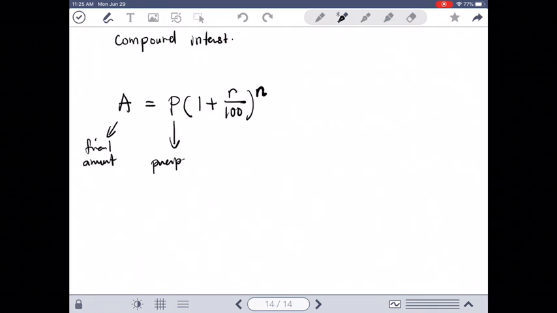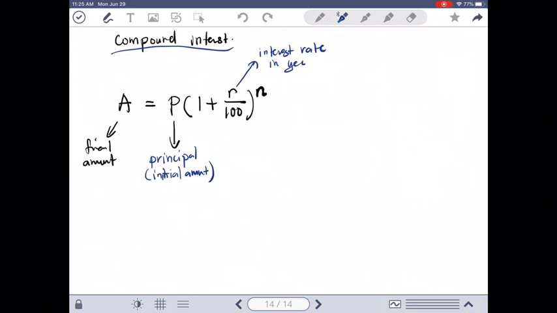P is the principal. How do you spell that? Principal, which is the initial amount. R is the interest rate of the compound interest per year, and N is the number of years of growth.